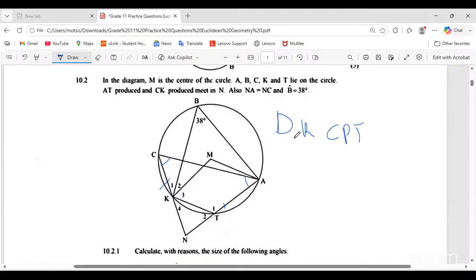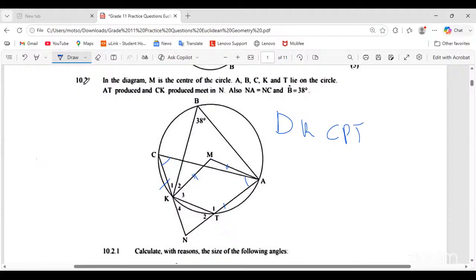Good. Let's go for D. Any diameter? No. R. Radius? Yes, there is a radius KM and MA. Therefore, KM here is equal to MA because they are both radii. And then we have C, the cyclic quad. What is the cyclic quad? Cyclic quad is that quadrilateral with 4 angles and 4 sides, that of which those 4 corners or 4 angles touch the circumference. So we have B, A, T, and K. Therefore, BATK is a cyclic quad.